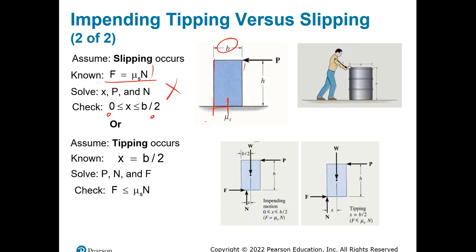If it's not that, and you get that your frictional force is maybe outside, which is wrong, then you have to check for tipping. For tipping, you will assume that your normal force is located right at the edge, which is x equals b divided by 2. With that, you will solve the equations, and you only have to check that F will not be greater than the maximum force. If that checks out, then tipping occurs, you can move along, and your problem will be solved.